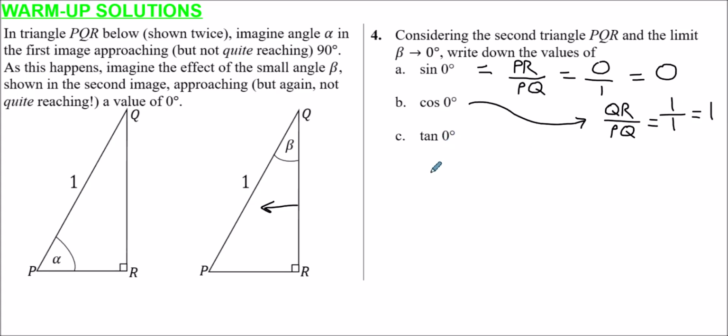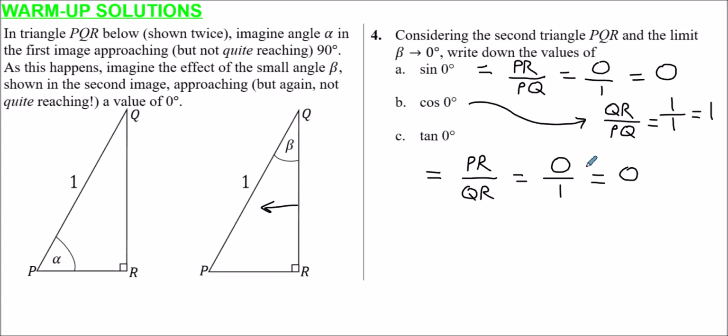Finally, tan is the opposite, which is PR, divided by the adjacent, which is QR. So PR goes towards 0. QR, as beta goes towards 0, QR becomes the hypotenuse, which is 1. But again, 0 divided by 1 is just 0. So for 0 degrees, sine 0 is 0, cosine 0 is 1, and tan 0 is 0. And that's all the warm-up questions completed.